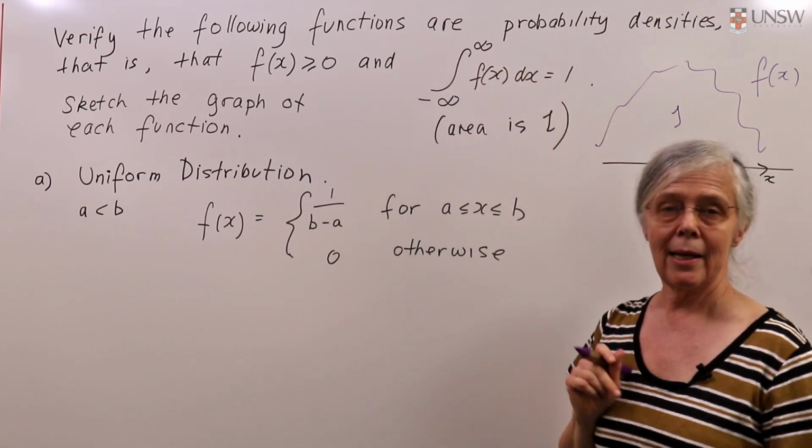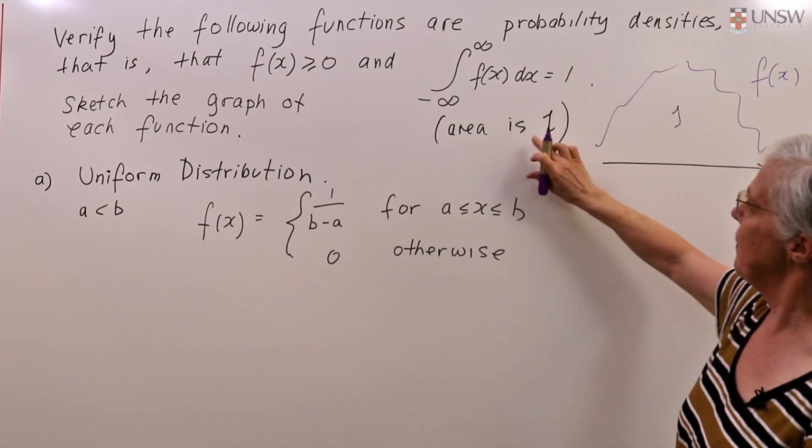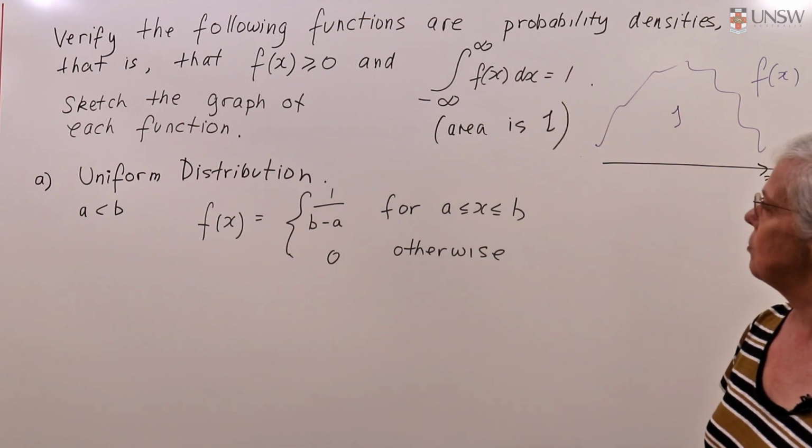Usually we do that by saying that the integral of the density function is 1, but we need to find the area somehow. Somehow the area is 1. Integration's often a really useful technique.